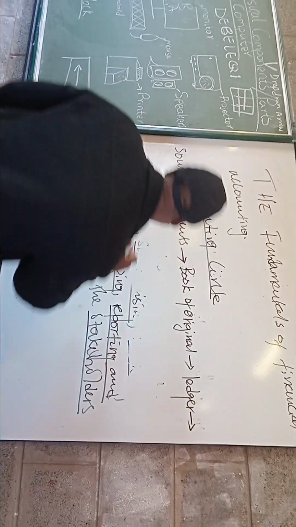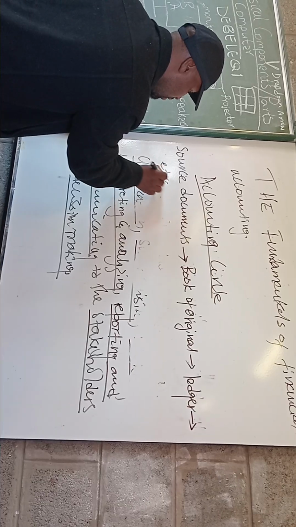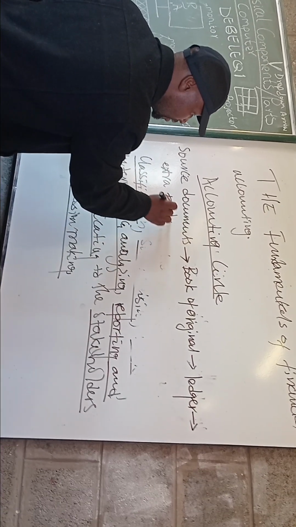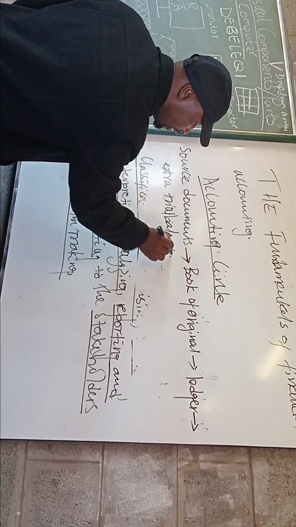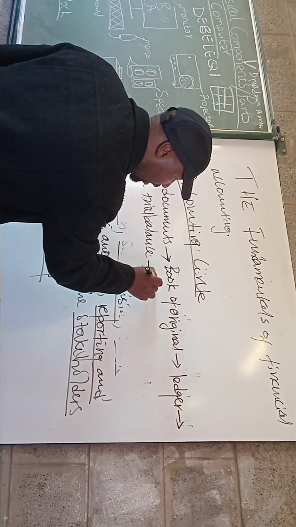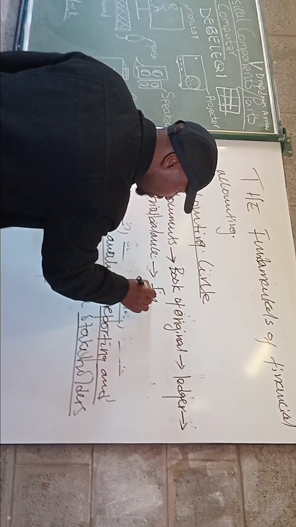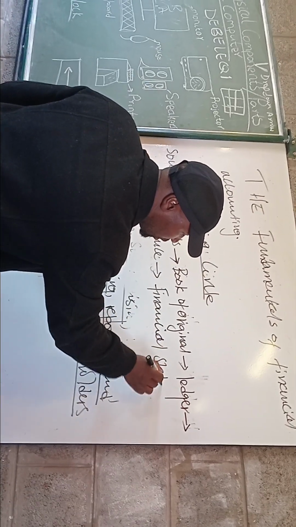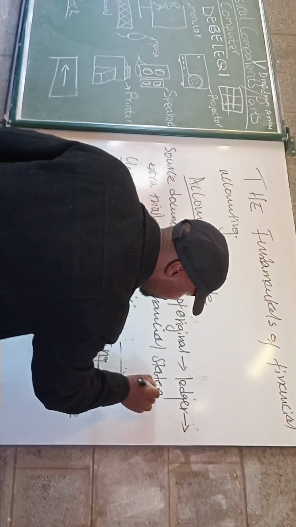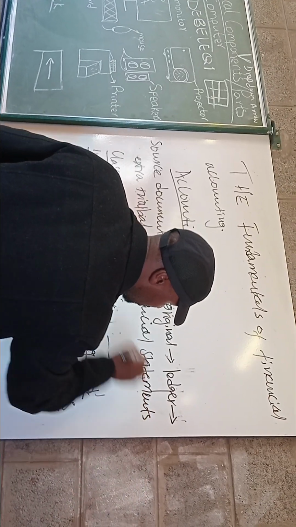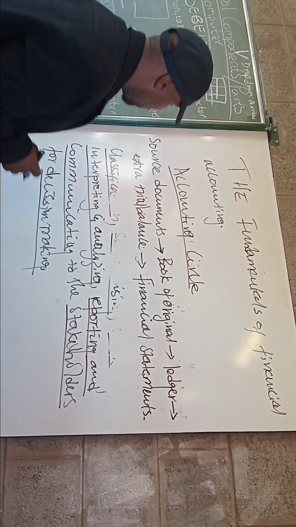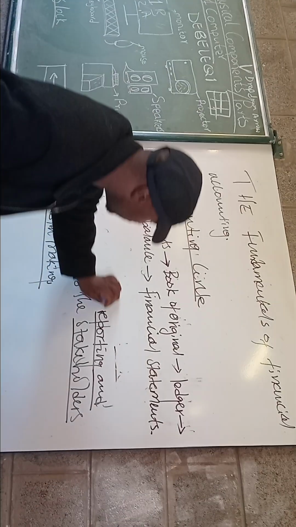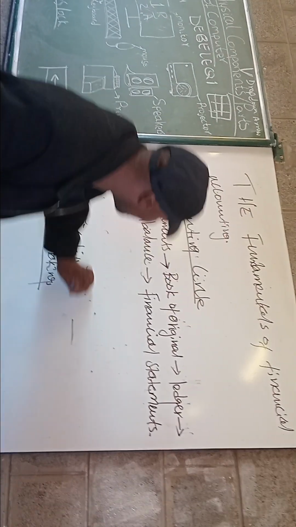From the ledger, we extract the trial balance. Then from the trial balance, we prepare the financial statements, which is the statement of financial position and the income statement for each purpose that will be discussed. So this brings us to the accounting cycle.